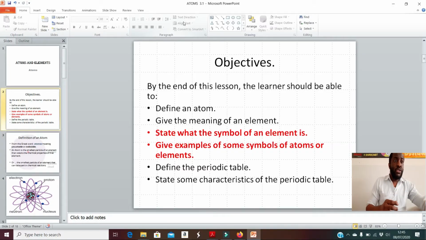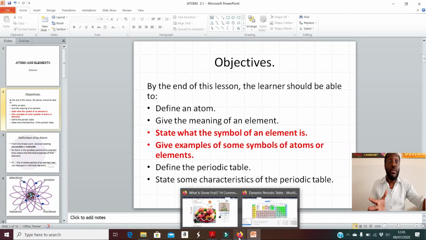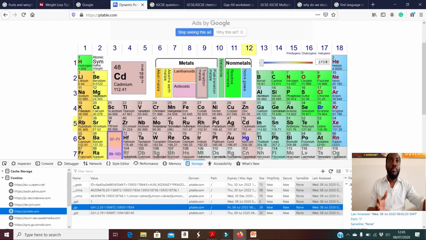Now, before we continue, I want us to have a brief view of our periodic table. Good. Now, when we look at this table, we find elements with some letters, usually one or two, used to take the place of these elements. So, what can we say the symbol of an element is?